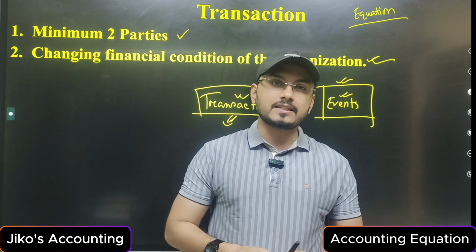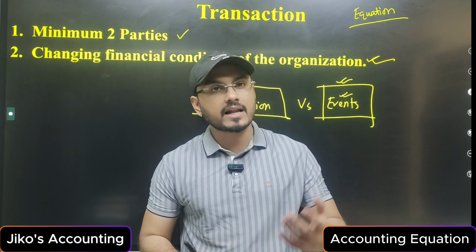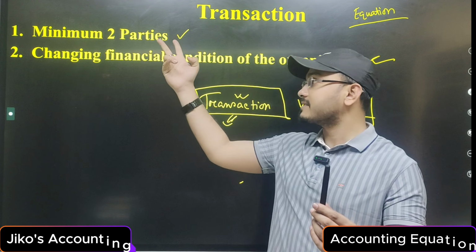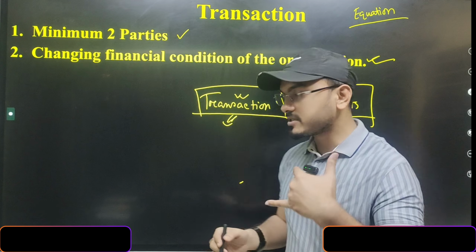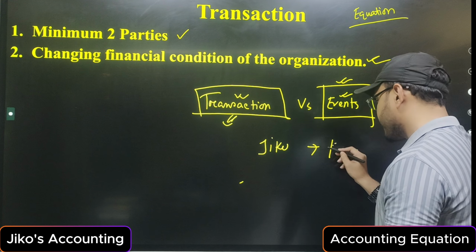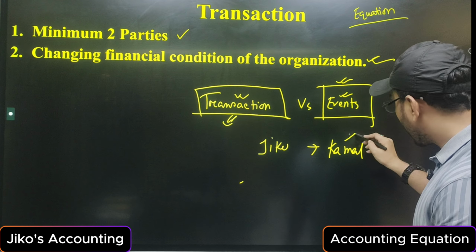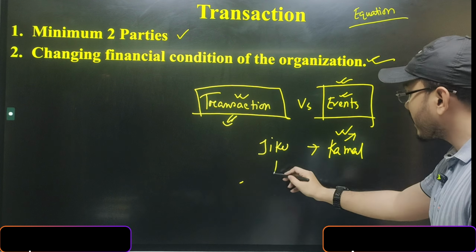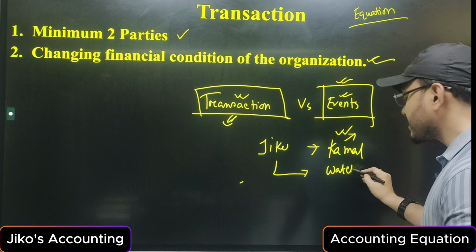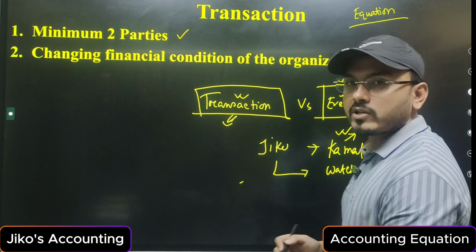Okay, you have a friend, and on the occasion of his or her birthday, if you present any gift, that means there must be two parties. One is you. For example, my name is Jiko and I have a friend named Kamal. On the occasion of Kamal's birthday, if I offer him a watch as a birthday gift worth taka 10,000, is it a transaction?